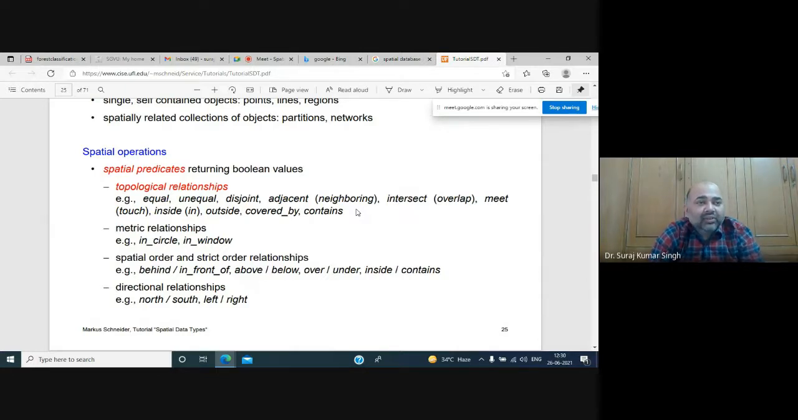You do this whenever you are doing any kind of topological exercise in ArcGIS, whenever you are creating a topology. Then metric relationships, like what is in a circle, what is in a window. Then spatial order and strict order relationships, that is, what is behind, what is in front of, what is above, what is below, what is over, what is under, what is inside, what is contained. And directional relationships: whenever you are creating spatial predicates, all these properties must be considered. What is on the left, what is on the right, what is on the north, what is on the south.